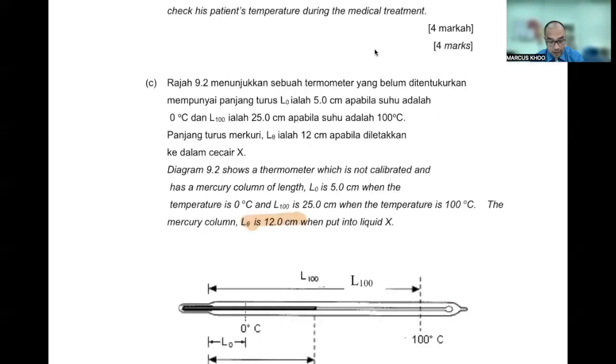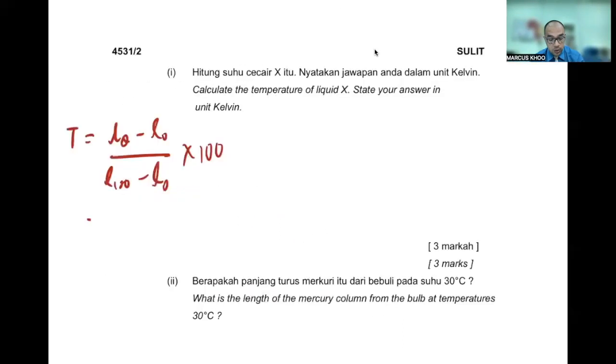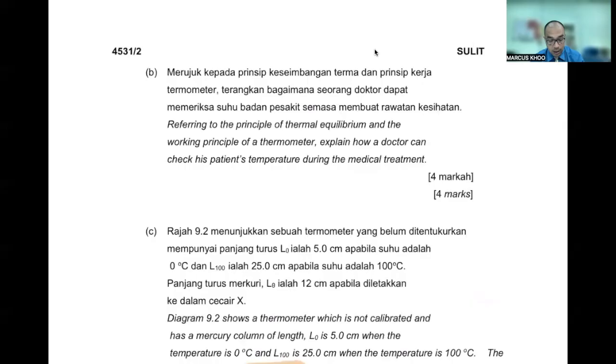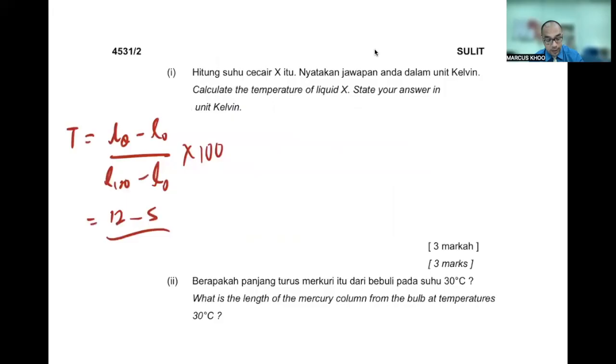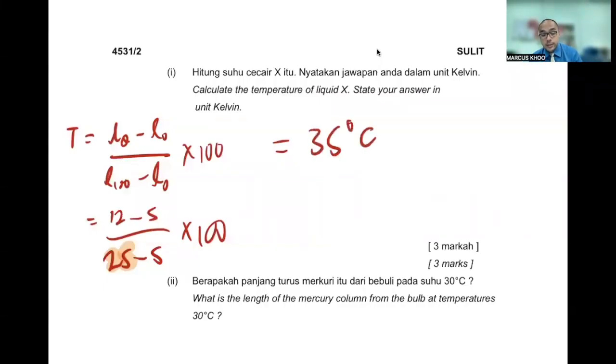So L theta is given as 12. So 12 minus 5, over, how do I know it's 5? Because L0 is 5. And then 25 minus 5, times 100. This will give you the answer of about 35 degrees Celsius. Of course, the unit is Kelvin, so you need to add another 273 to this, which will give you 308 Kelvin.